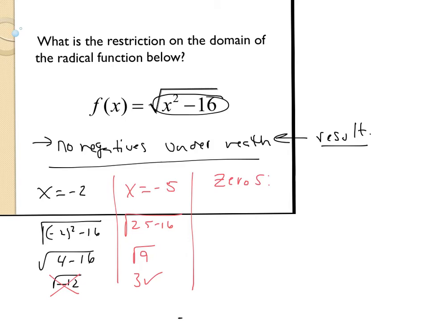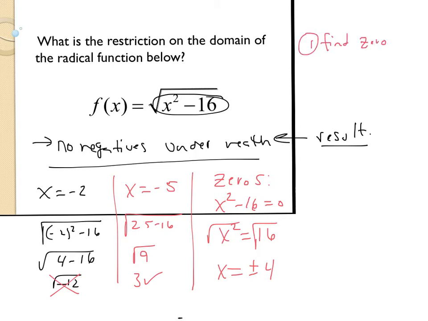where it doesn't work. So I'm going to take x squared minus 16 and set it equal to 0. And I solve. I take the square root, and the zeros are going to be plus or minus 4. Now, in conjunction with the graph, I'm going to be able to state my domain of this radical function. So I need to find the zeros. That was my first step. So I'm going to find the zeros. And the last part is I'm going to graph.